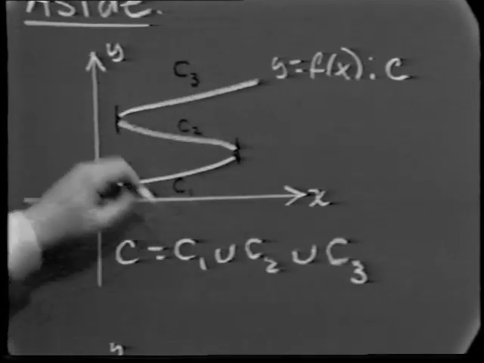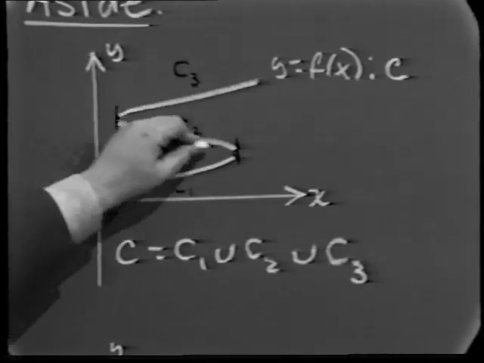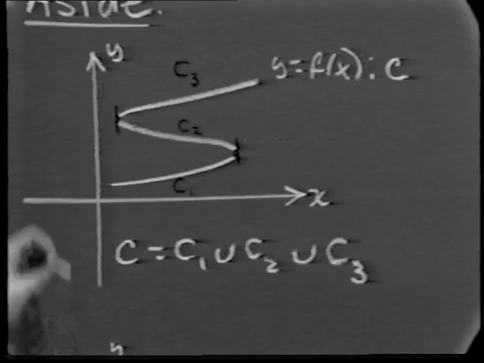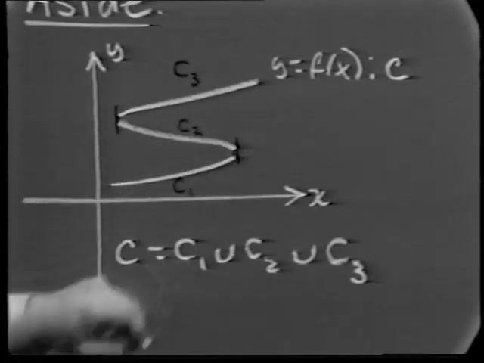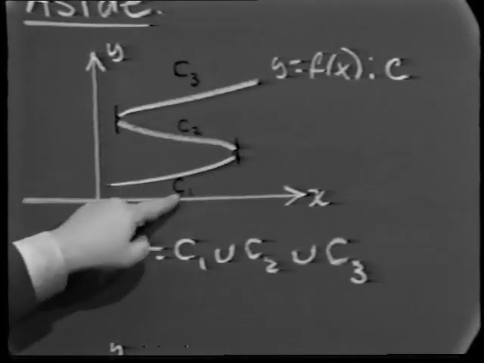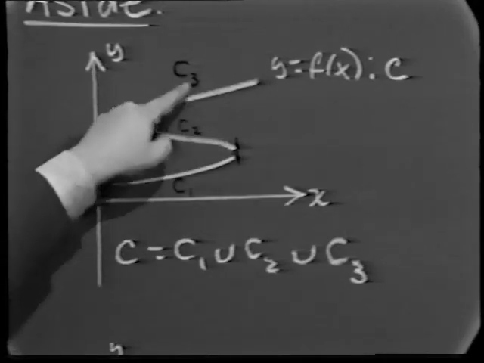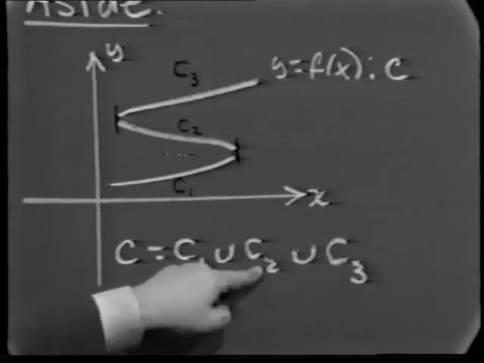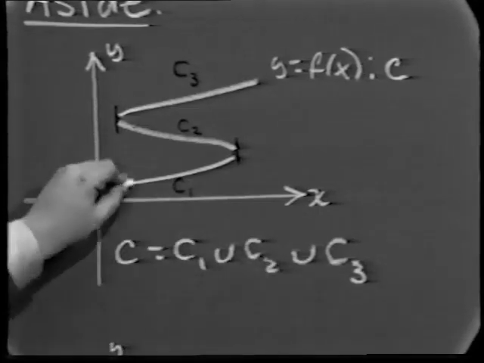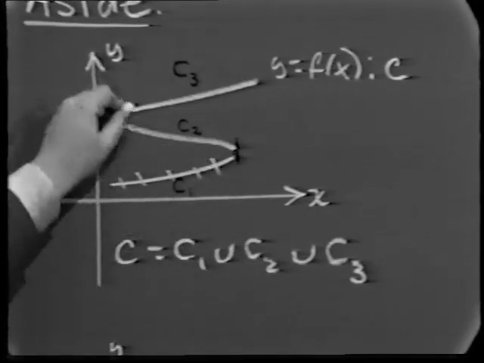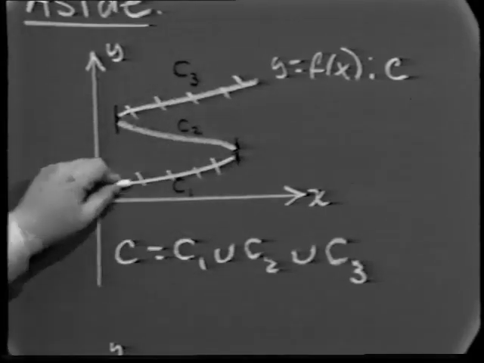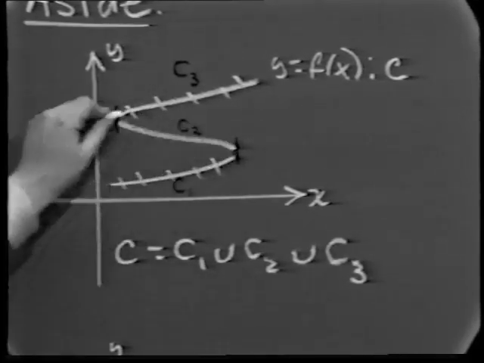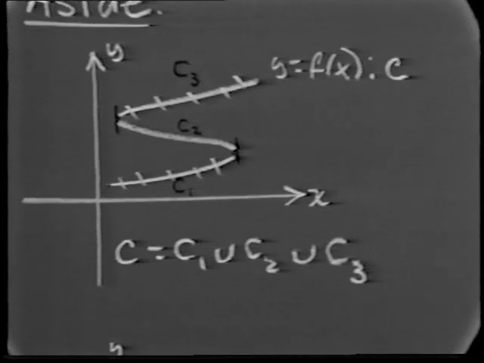notice if I take the points at which I have vertical tangents and break the curve up at those particular points, in this case I would get what curves? C1, C2, and C3. Notice that C is the union of C1, C2, and C3, but that each of the curves C1, C2, and C3 is either always rising or always falling.